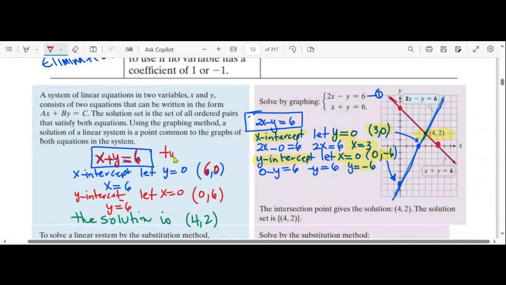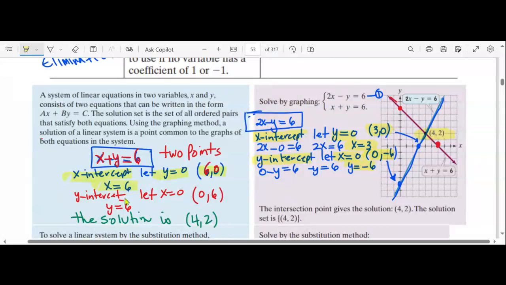How many points do we need? 2 points in order for you to graph it. So we're going to use x-intercept first. And when you use x-intercept, y is equal what? 0. And then you replace y by 0, and you get x equal how much? 6. So your first point is what? 6 and 0.